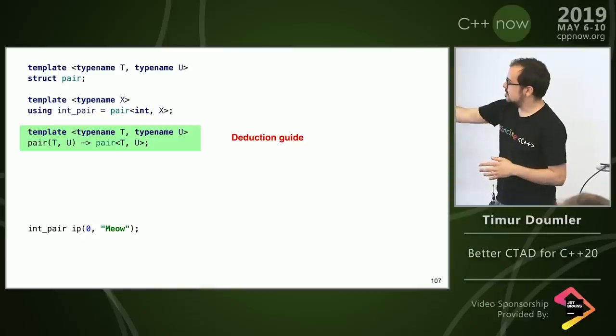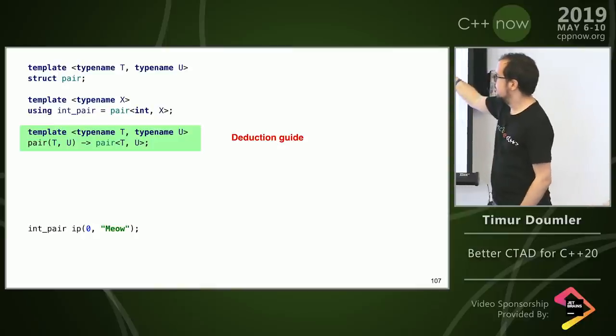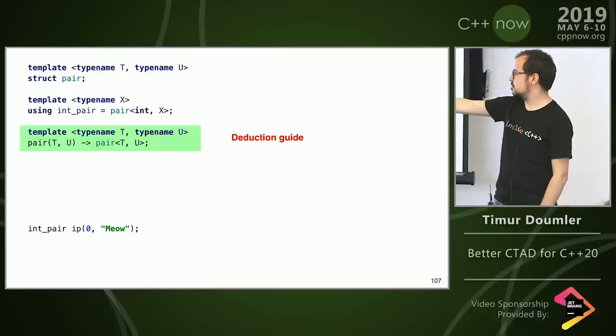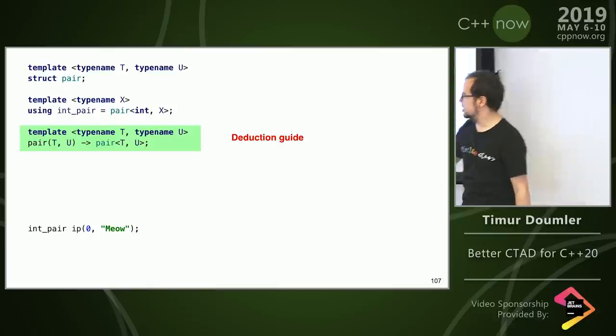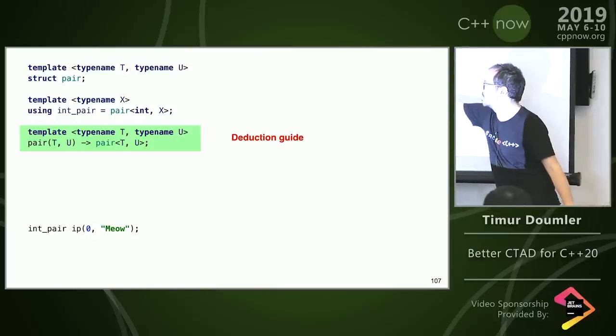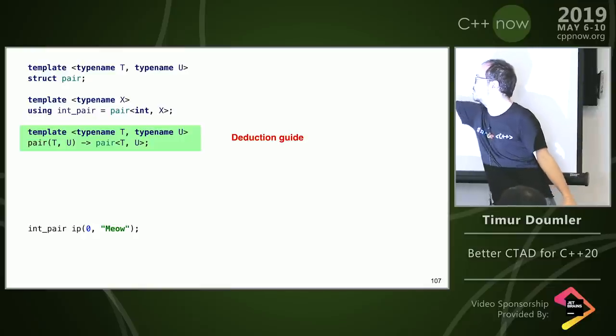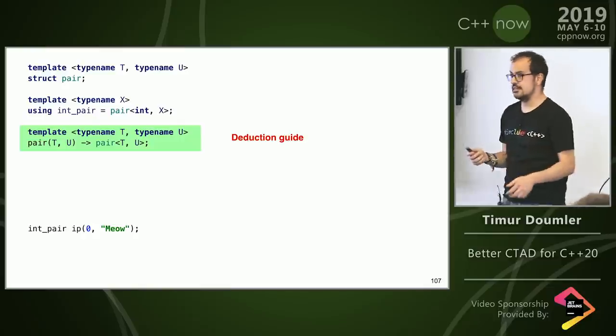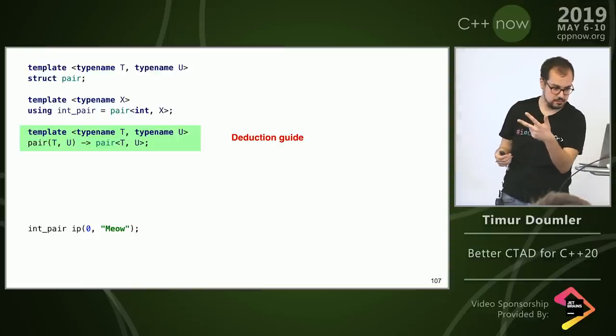Now, obviously this doesn't work because, you know, if we just use this, then maybe we end up with something different. Imagine if this were a double, we would deduce double here, but we want to not deduce anything for this one because we already said here that it's an int. So how do we do that? You pick the right deduction guide, and then it's a three-step algorithm.